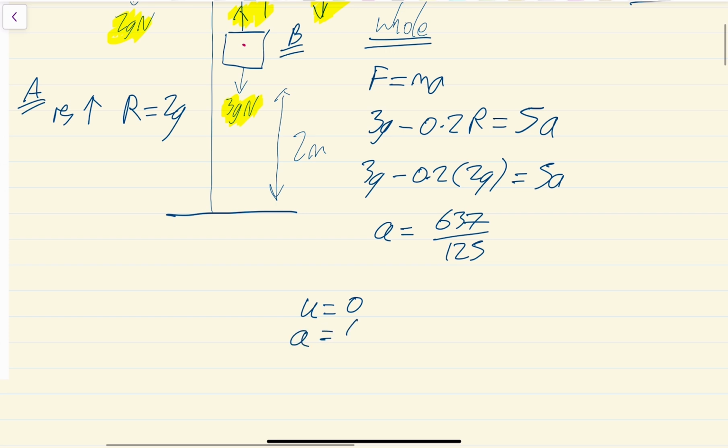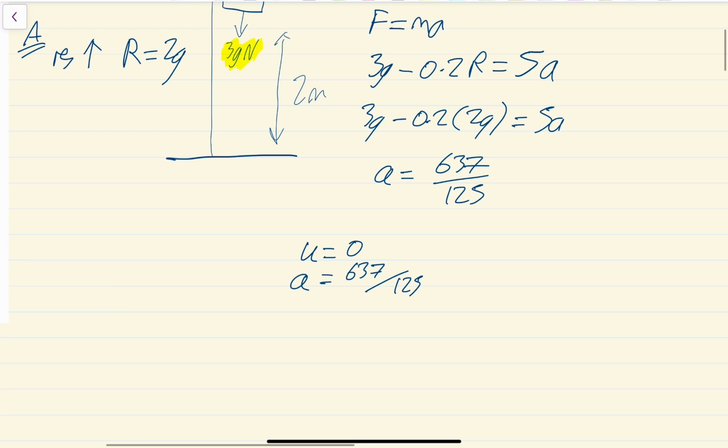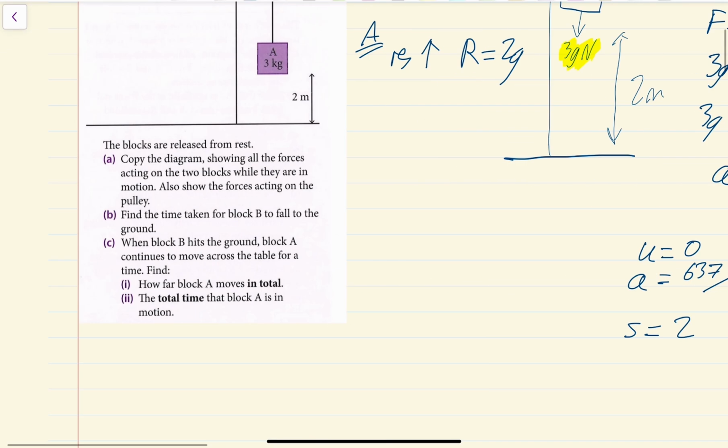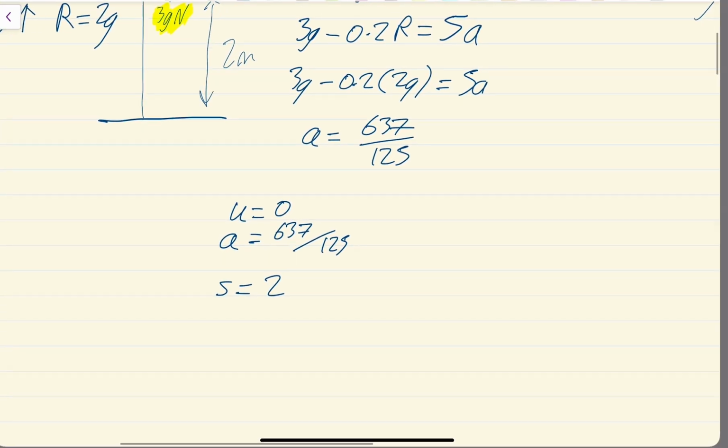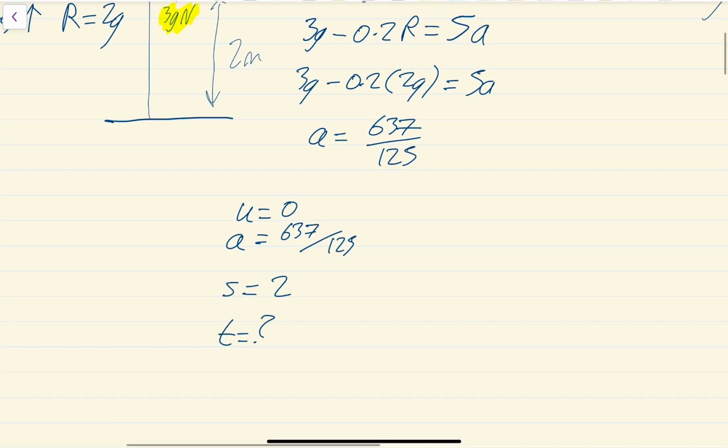My acceleration is 637 over 125, and my distance is equal to 2. And what are we to do? Find the time taken for B to fall to the ground. So we're looking for our time.